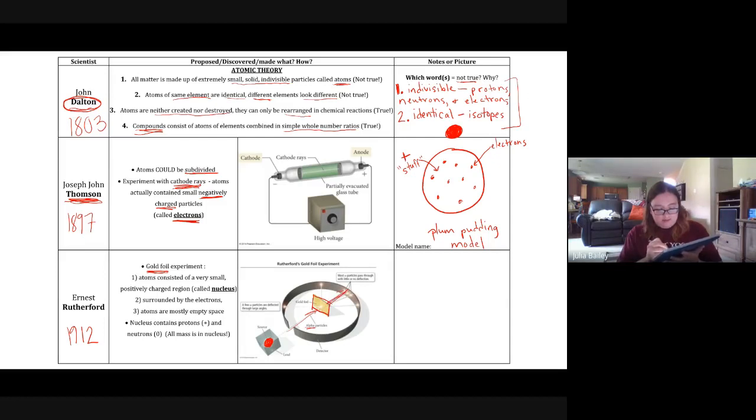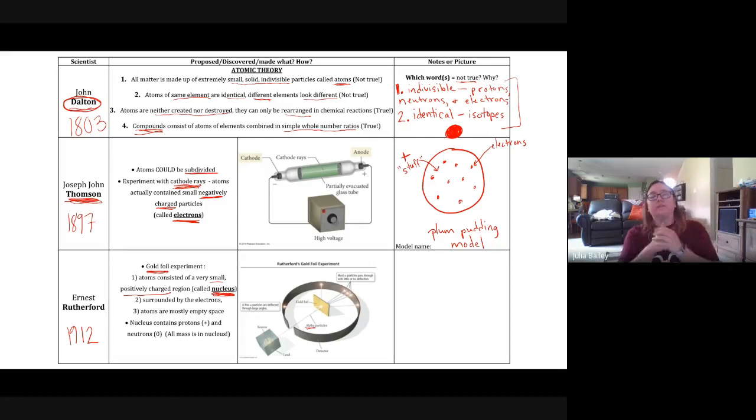A lot of them passed like straight through, but some of them actually deflected at angles and went sideways, which meant they were hitting something. And he was like, there shouldn't be anything for them to hit. And then he did some more experiments on that, trying to figure out what they were bouncing off of. And that's how he discovered the nucleus, a small positively charged region of the atom.